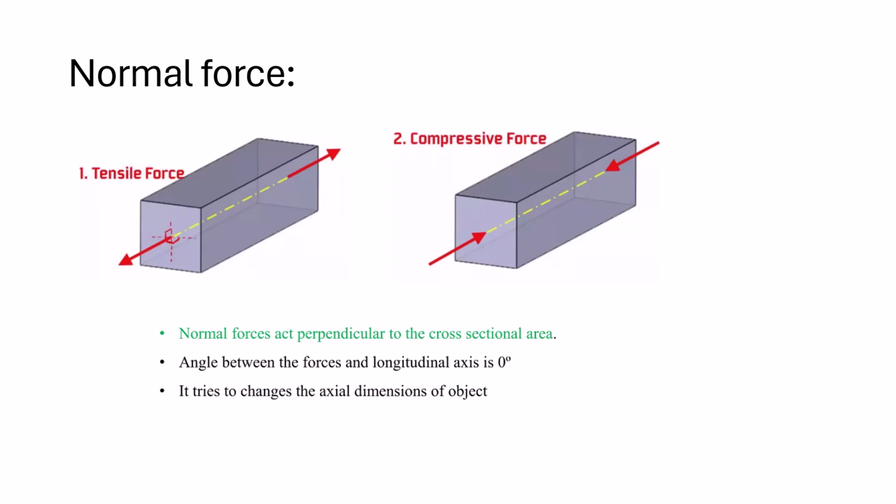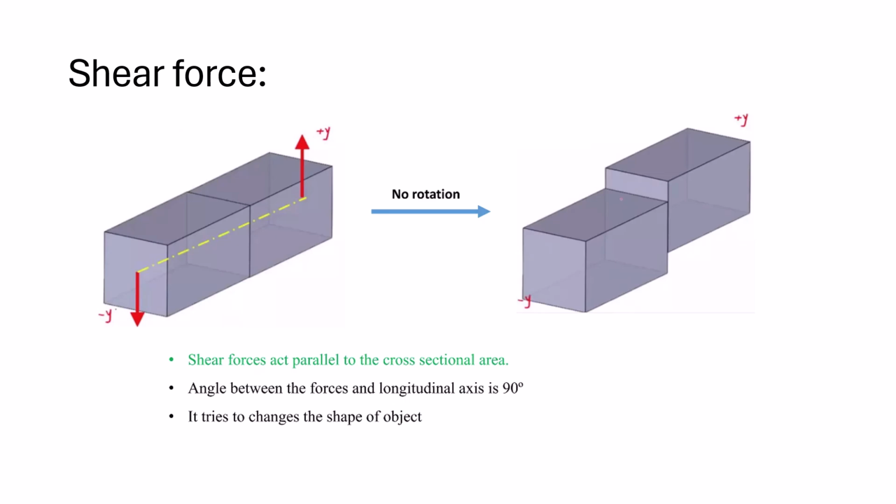So this is normal force. Normal force acts perpendicular to the cross-sectional area. The angle between the force and the longitudinal axis is 0. It tries to change the axial dimensions of the object. Imagine that the member is subjected to tensile force. Then this member will tend to elongate, and this elongation will give us changes in the length, which will lead to some strains. So that is one example of what will happen to a member if it is subjected to tensile force.